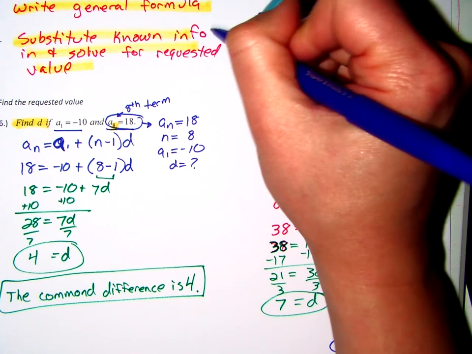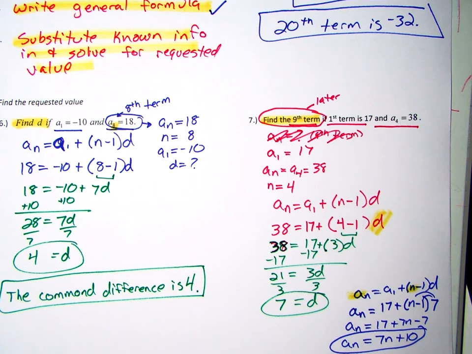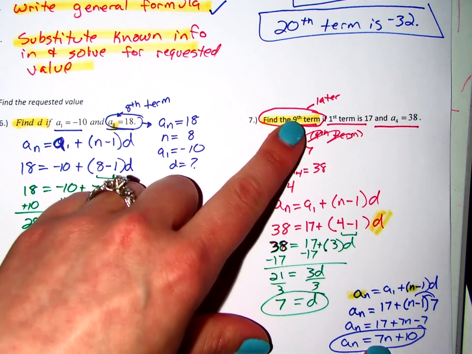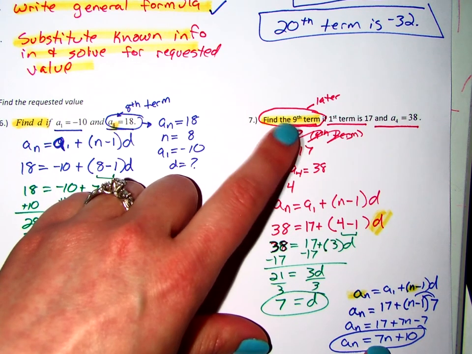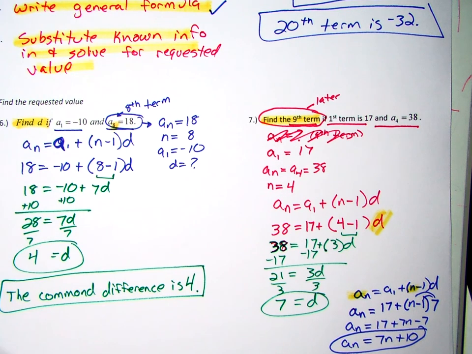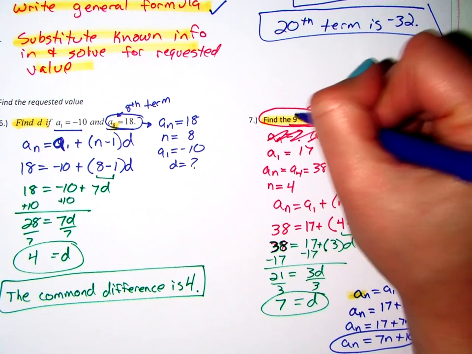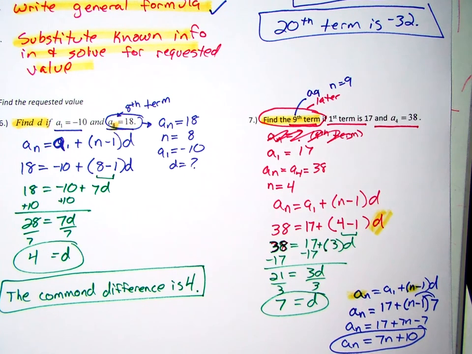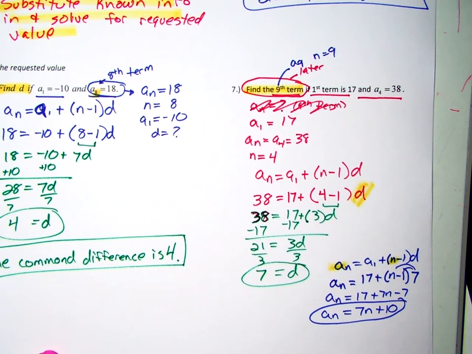which was step 4. But the question is, again, go back, just like you used to do in geometry. Does this answer the question that they're asking? No, it didn't ask for a general formula, but now that I have a general formula, I should be able to find the 9th term. Because remember, this 9th term is saying a sub 9, so that tells me that my n is 9 because I'm looking for my 9th term.